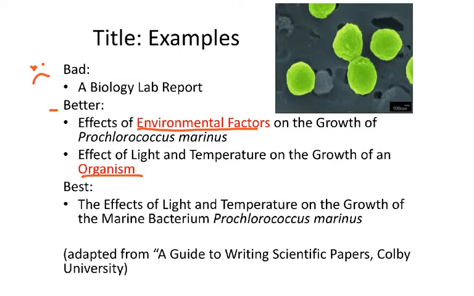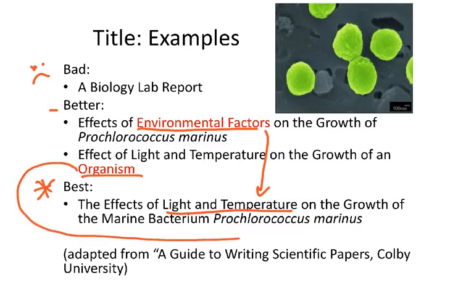So if we then improve on that, if we look here at the best example at the bottom, the best example of a title for this particular paper would be something like the effects of light and temperature. So here we're being specific about what kind of environmental factors we're talking about. We're talking about light and temperature on the growth of the marine bacterium Prochlorococcus marinus. So here, instead of just saying organism, we're being specific about what that organism is.